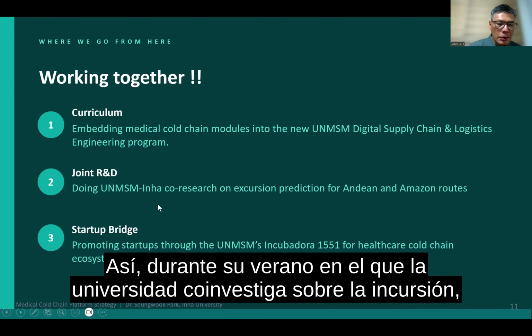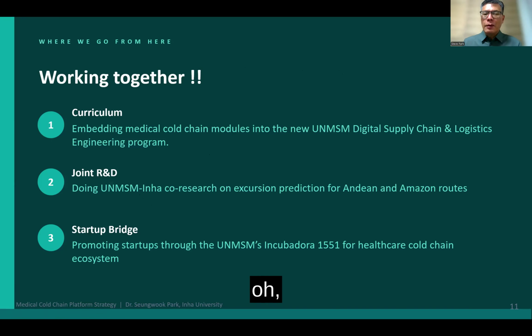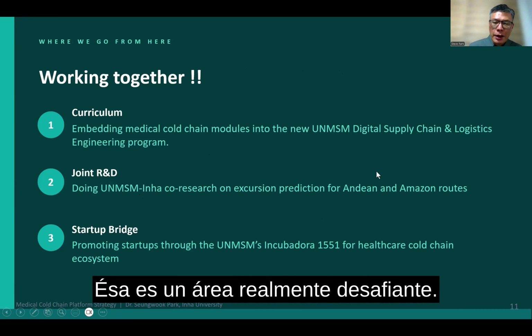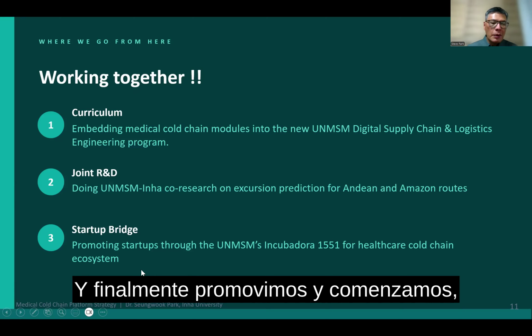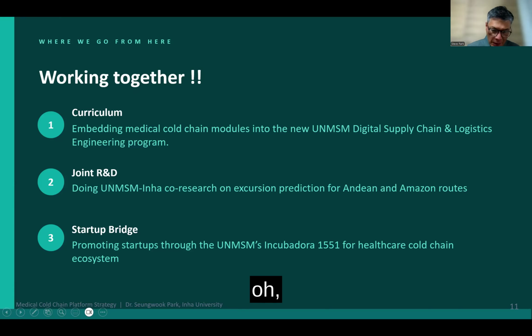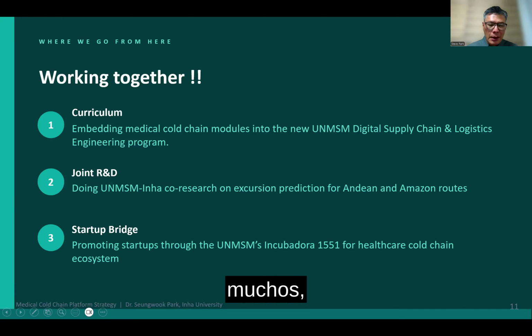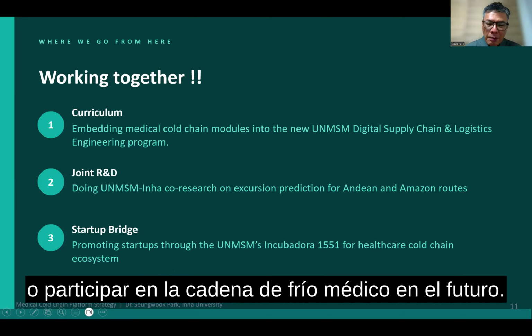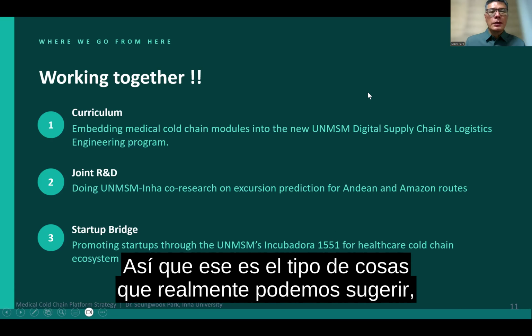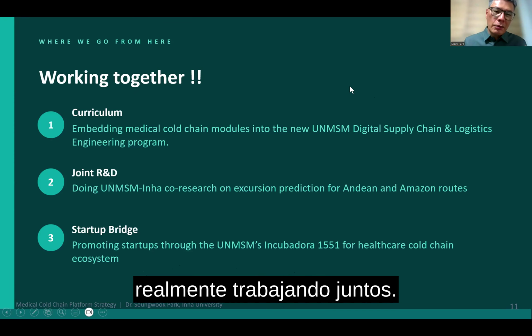So San Marcos University and Indiana University can do co-research on excursion prediction for Andean and Amazon routes or areas. That is a really challenging area. And then finally, we promote startups through San Marcos University's incubator for the healthcare cold chain ecosystem. So you can encourage many startups to build companies to participate in the medical cold chain in the future. Those are the things we can suggest, working together.